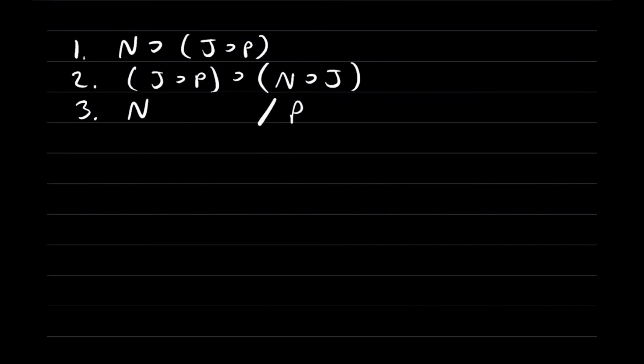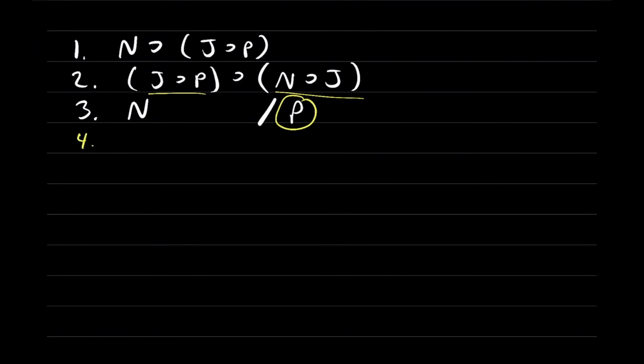Okay, in this argument, we have 3 premises. Line 1 says, if N is the case, then J implies P. Line 2 says, if J implies P, in other words, if all this in parentheses, then N implies J, all of that in parentheses. And line 3 says, N is true, just N on its own line. And we're trying to show that P is true. So the second we get P on its own line, using a series of valid deduction steps, we will have shown that this argument is valid.